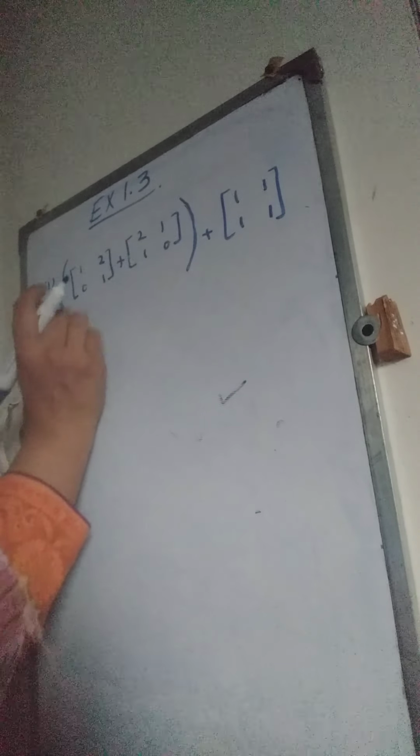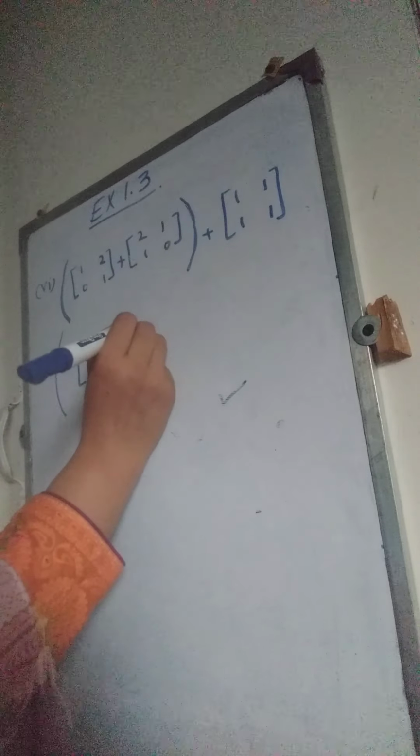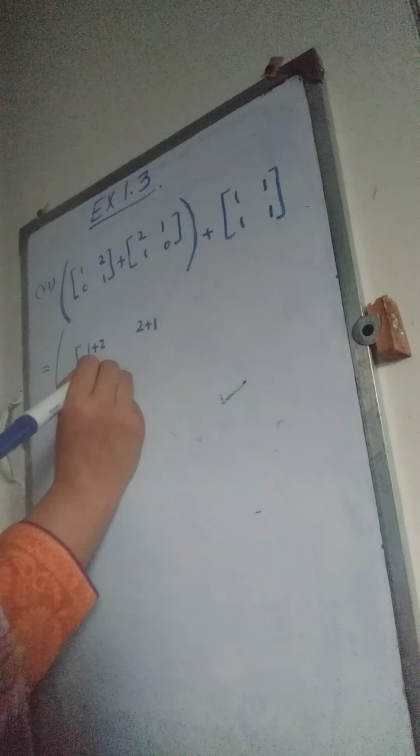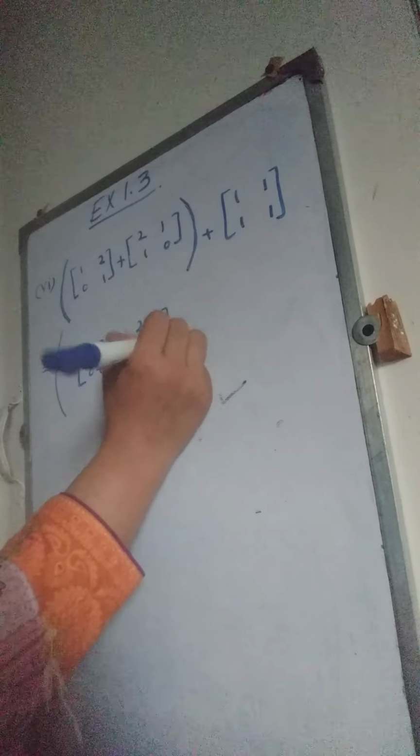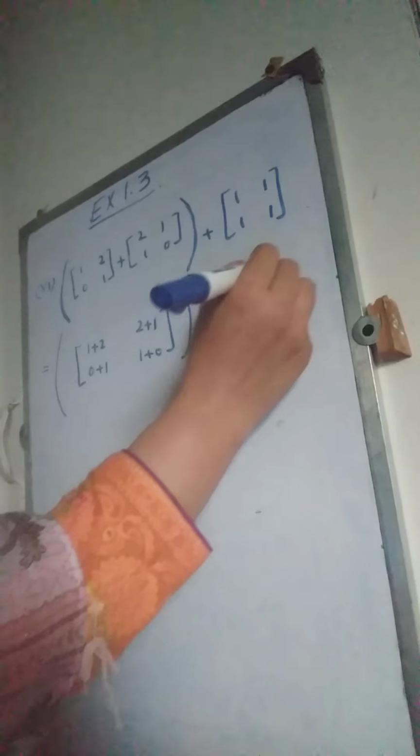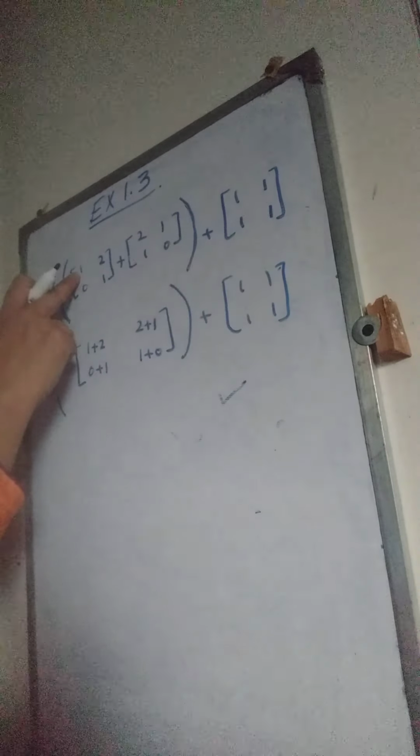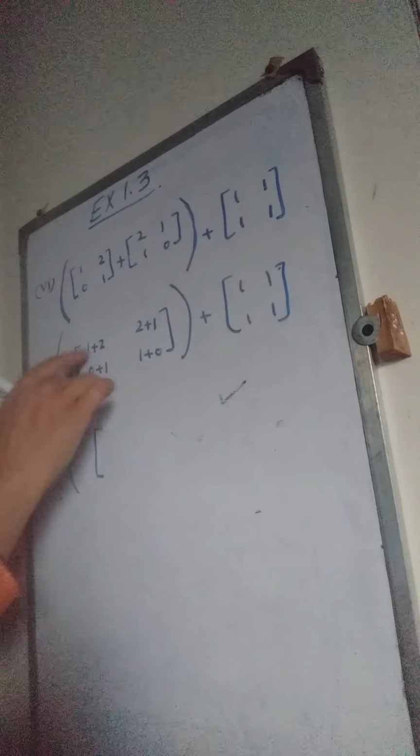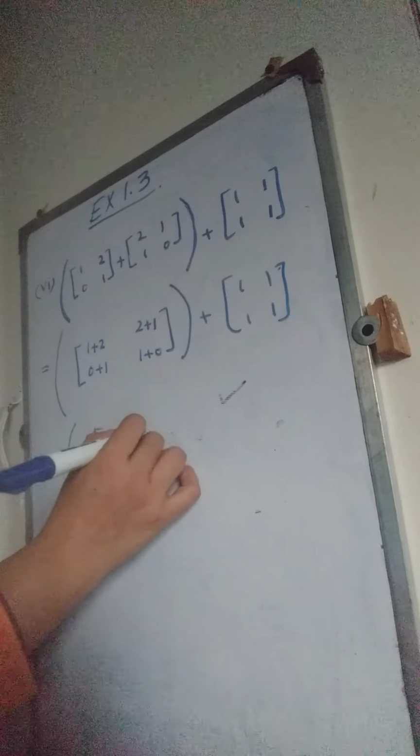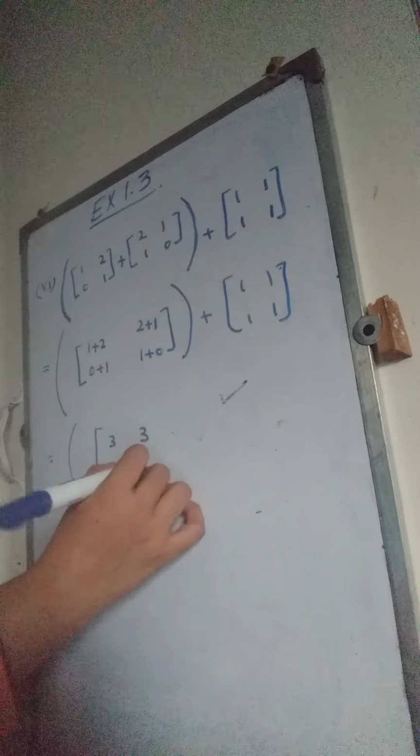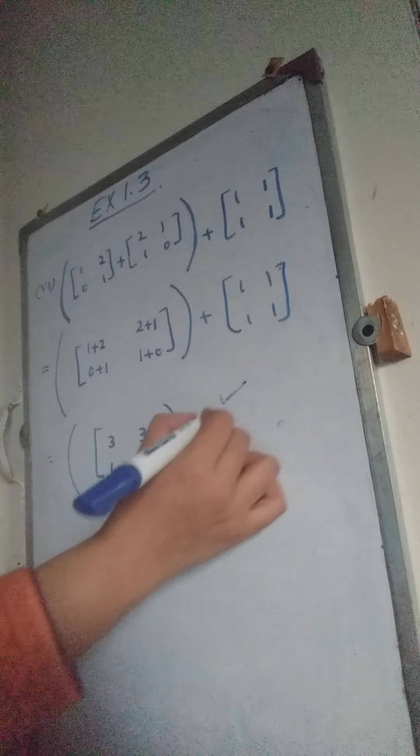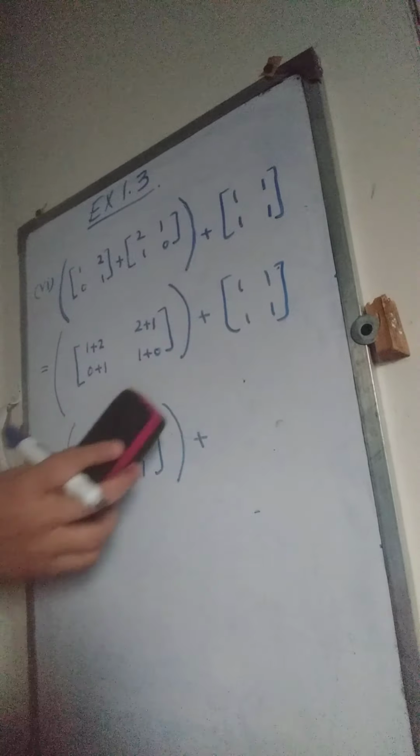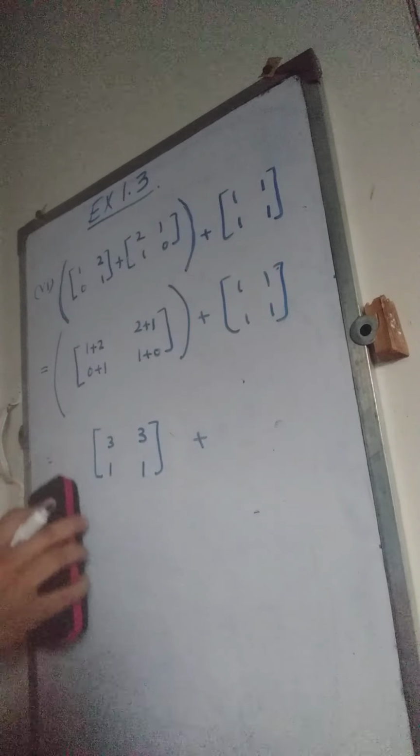So the method is simple. You first add these two matrices. In order to do that, the method is the same as we have done before. 1 plus 2, 2 plus 1, 0 plus 1 and 1 plus 0. We have added these two numbers, 1 plus 2, 2 plus 1. The answer will be 1 plus 2, 3, 2 plus 1, 3, 0 plus 1, 1, 1 plus 0, 1. Now we can remove the brackets because we have got the answer.